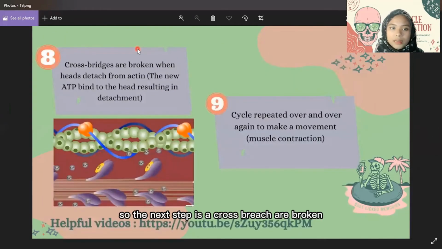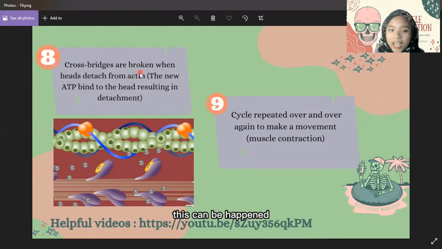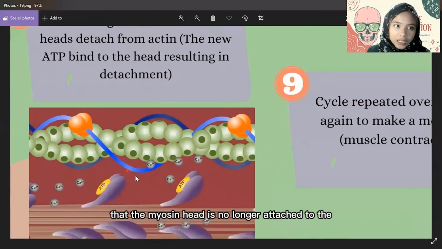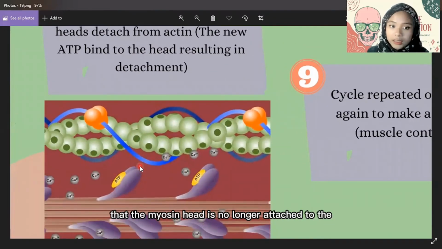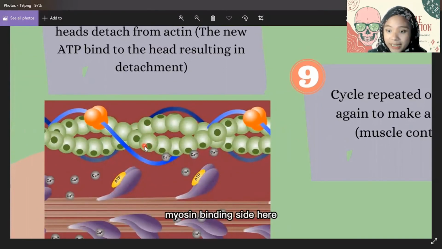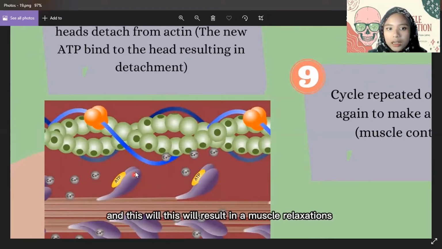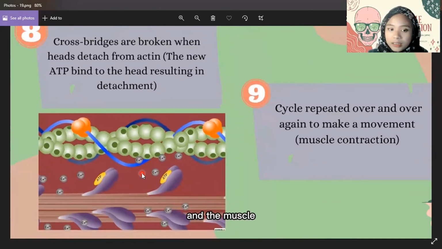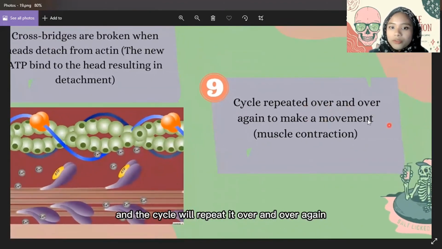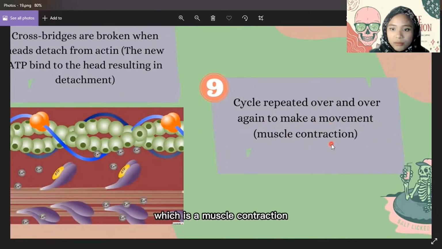The next step is that the cross bridge is broken when the head detaches from the actin. This can happen if new ATP binds to the head, resulting in the detachment. We can see in the diagram that the myosin head is no longer attached to the myosin binding site, and this will result in muscle relaxation, and the muscle will not be contracting. So the muscle will relax, and the cycle will repeat over and over again to make a movement, which is a muscle contraction.